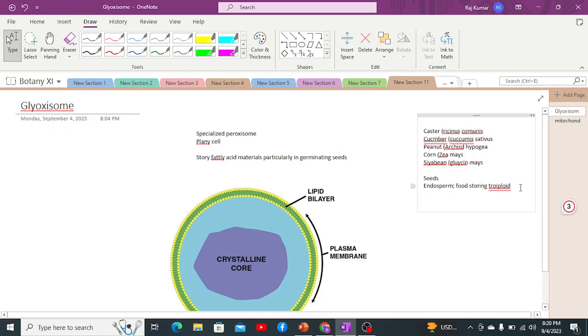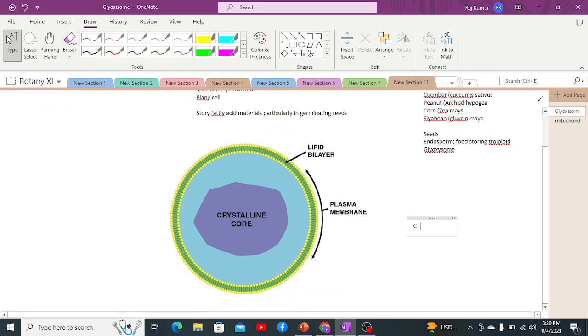Now, this food storing triploid contains glyoxysomes, in which the food is stored. And the second function of this is that it converts the lipids into carbohydrates. Now, how does it convert?